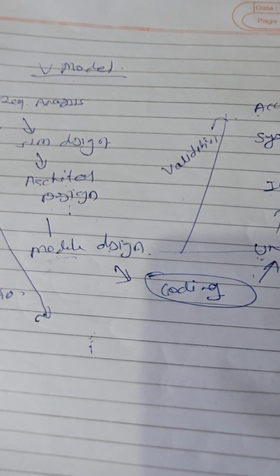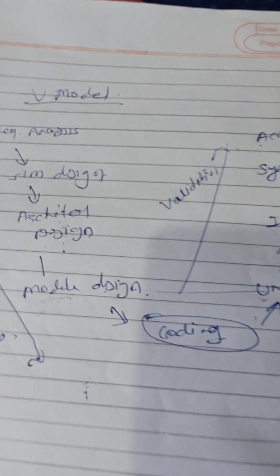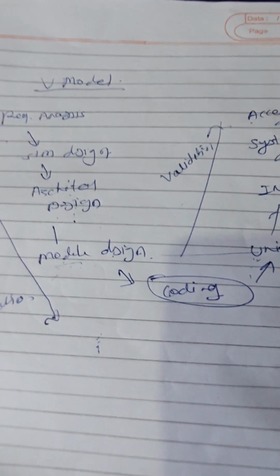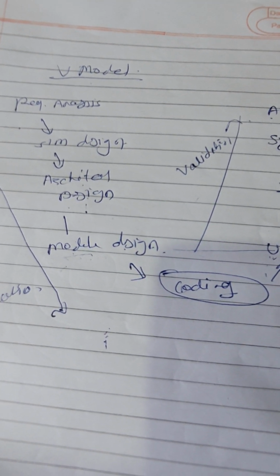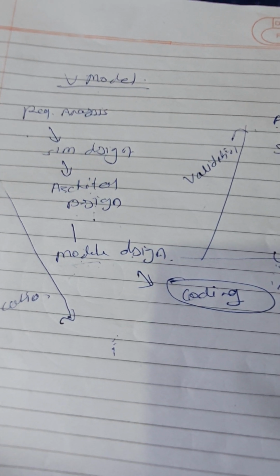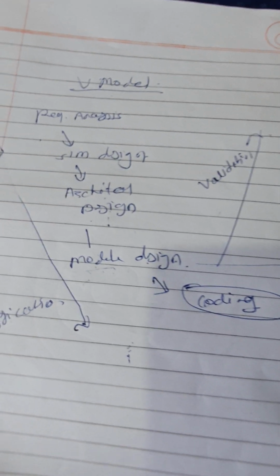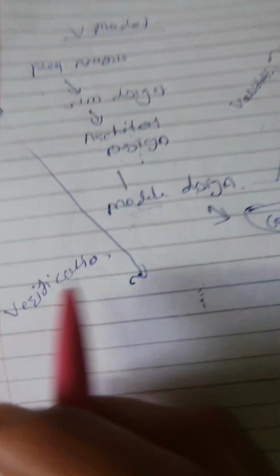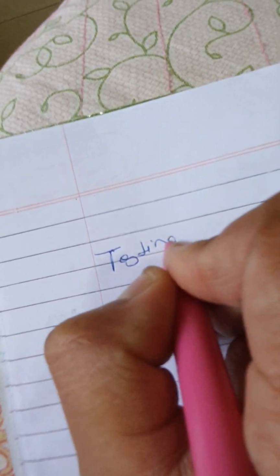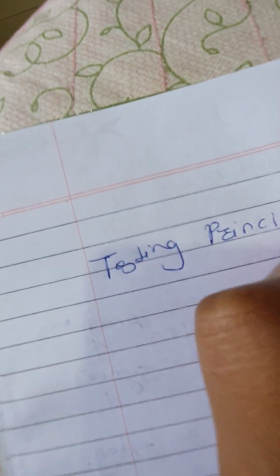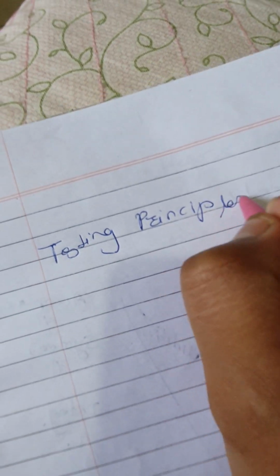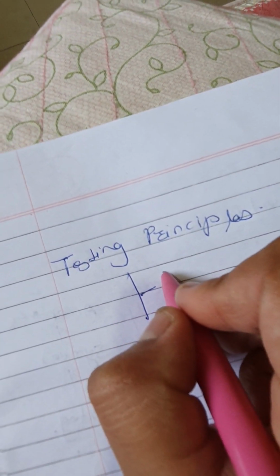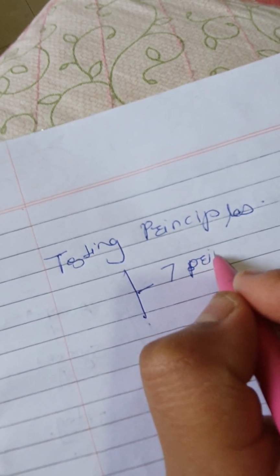Now, testing principles. This question is also contained beyond syllabus. There are mainly 7 testing principles. First principle is testing shows presence of defect, but testing never shows absence of defect. Okay. These all parts are contained beyond syllabus. Testing principles, there are total 7 principles.